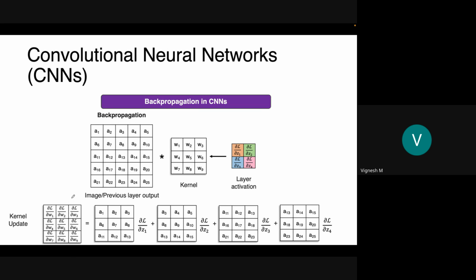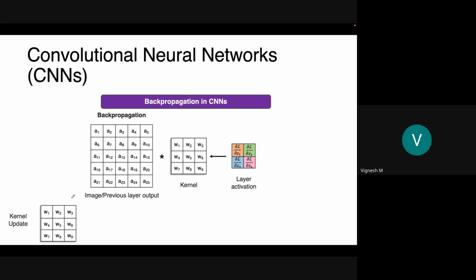And now how do you update the kernel? Basically, you just take the weights and say, I'm adding some learning rate times this kernel update. Okay? And that way you update the weights at every level using the errors that have been backpropagated from the layer that is ahead of it. Everyone good with this? Any questions?